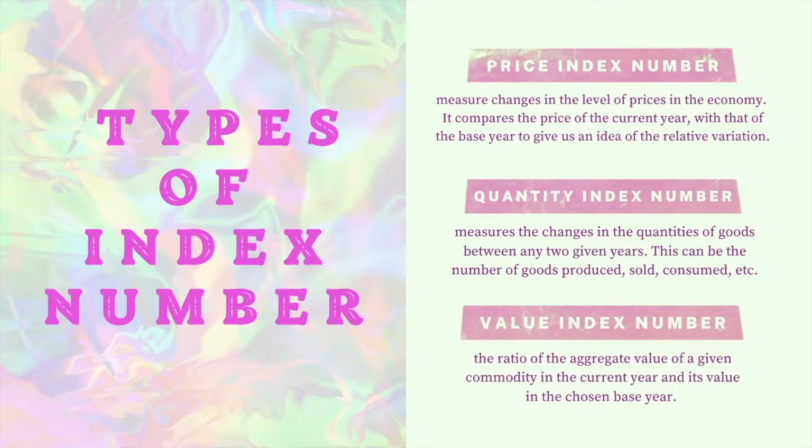And lastly, the value index number. This index number is the ratio of the aggregate value of a given commodity in the current year and its value in the chosen base year. We will learn about this more here.